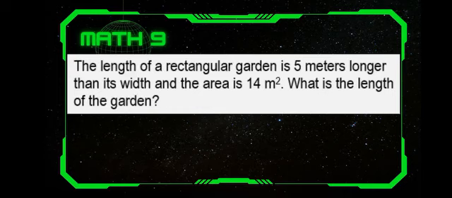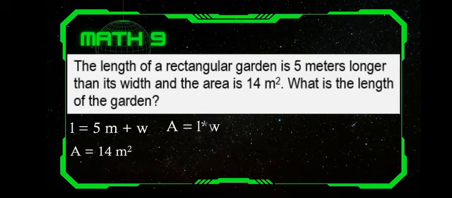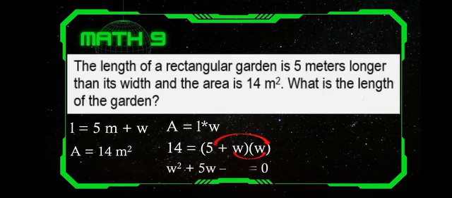The length of a rectangular garden is 5 meters longer than its width, and the area is 40 meters squared. What is the length of the garden? So the givens are: length is 5 meters plus the width, and the area is 40 meters squared. We all know that the area of a rectangle is length times width. Substituting, A becomes 14, then L becomes 5 plus W. Distribute to get W squared plus 5W. Then transpose 14 to the right side to combine all terms. So we have W squared plus 5W minus 14 is equal to 0.